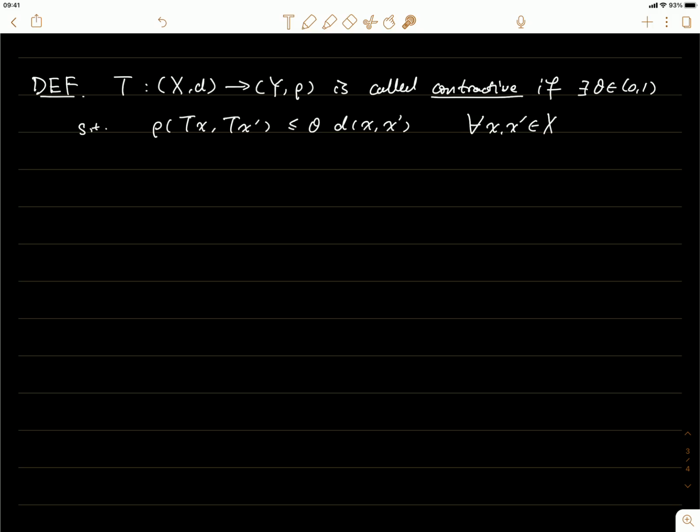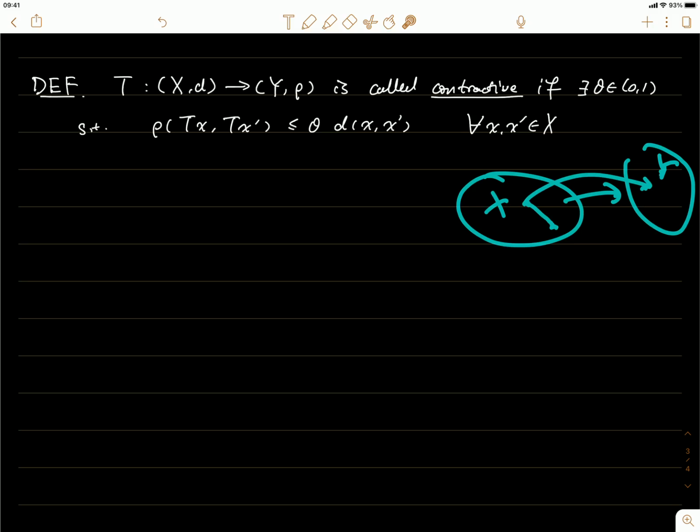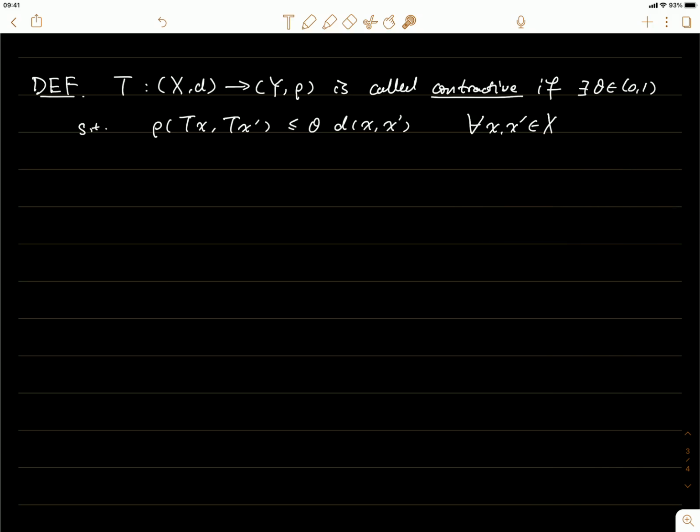Roughly, what that means is that we have space X right here, and we map this to space Y. If I have two points and we measure their distance, after the mapping this point is mapped here, and this point is mapped to here. Now I measure the distance again. I realize that this distance is less than or equal to theta times the original distance, but theta is strictly less than 1, so it is strictly smaller than the original one. This is called a contractive mapping.